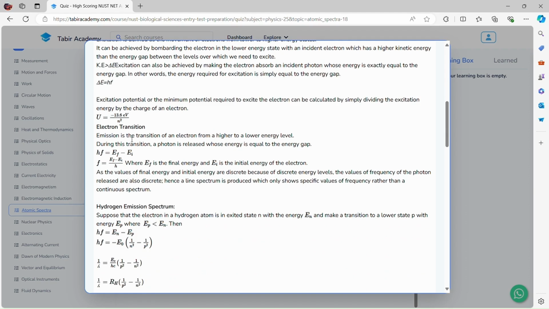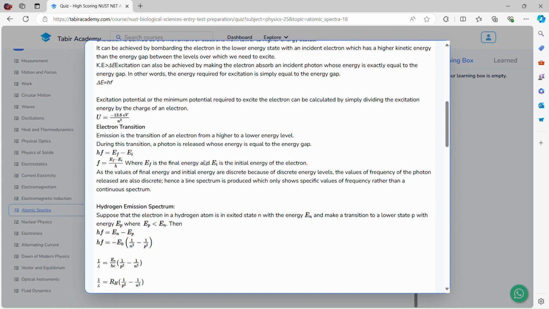Electron transition. Emission is the transition of an electron from a higher to a lower energy level. During this transition, a photon is released whose energy is equal to the energy gap. hf equals Ef minus Ei. f equals Ef minus Ei over h, where Ef is the final energy and Ei is the initial energy of the electron.